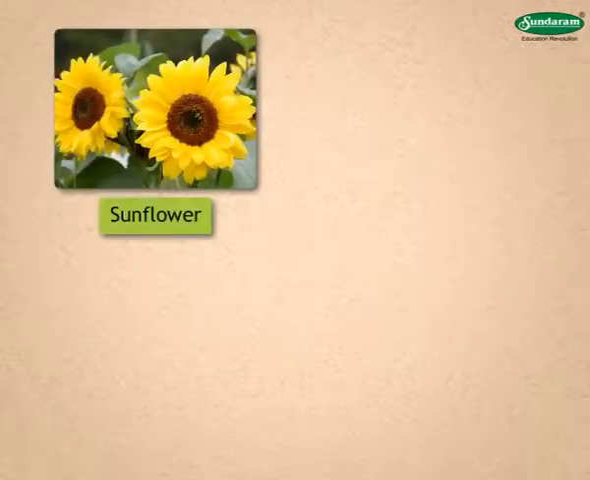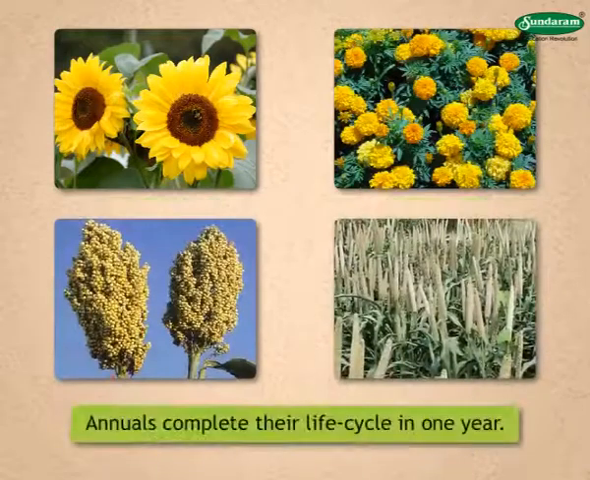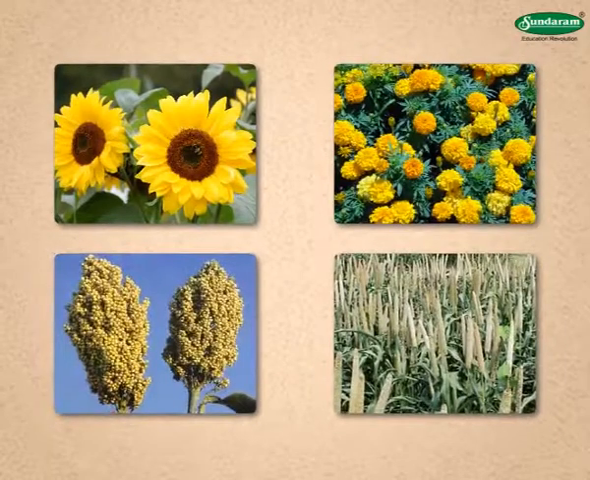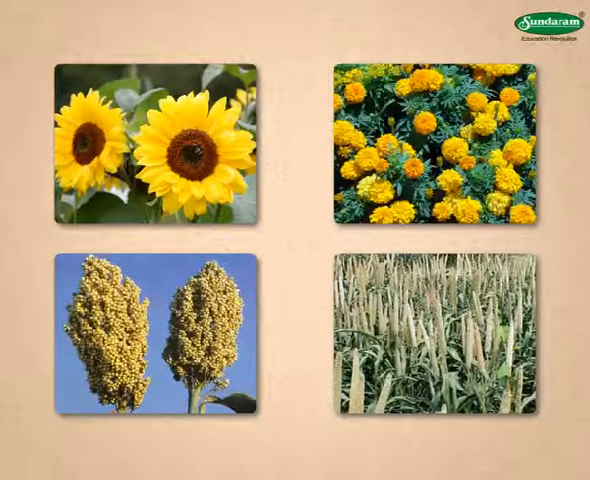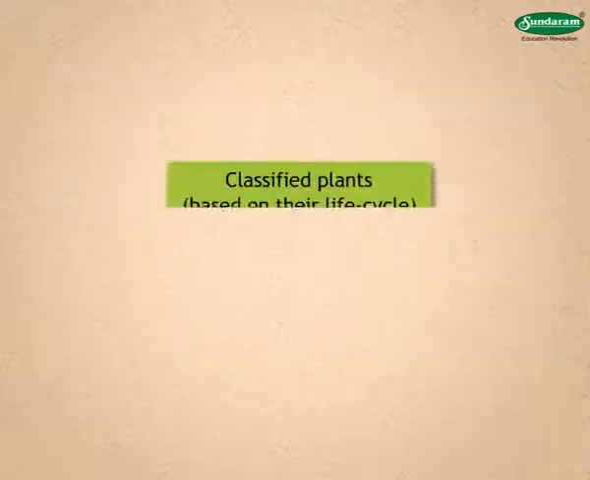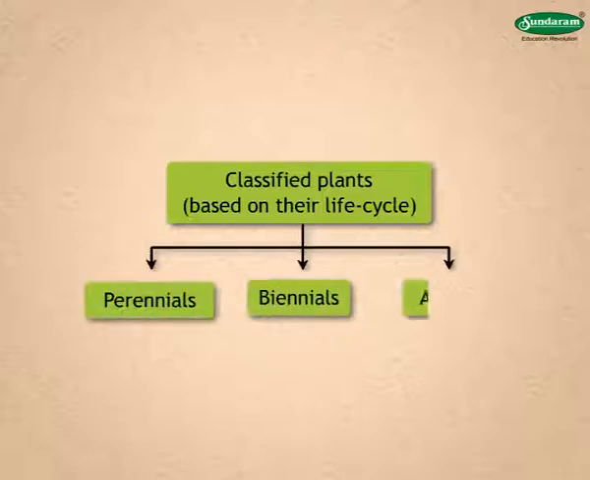Annuals. The sunflower, marigold, jowar, bajra complete their life cycle in 1 year. They bear flowers and fruit only once. After that, they dry up. These plants are called annuals. Thus, we have classified plants based on their life cycle as perennials, biennials, and annuals.